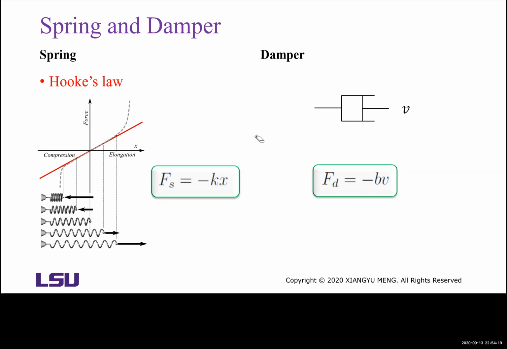The same principle applies to the damper. We use this dashpot to represent the damper. The damper is different from the spring. The magnitude of the force is assumed to be proportional to the rate of change of the relative displacement of the two ends.